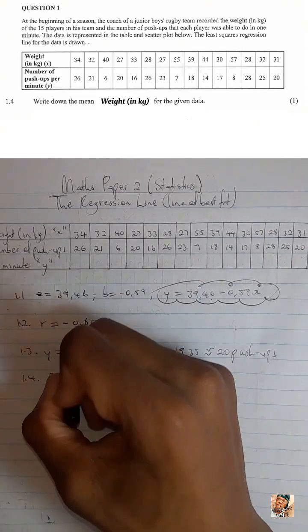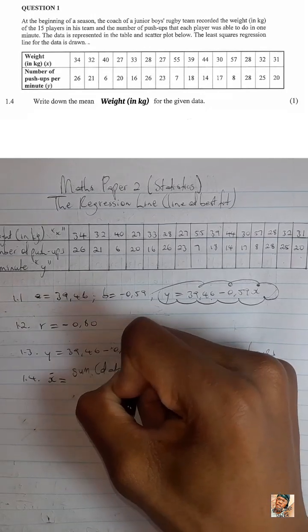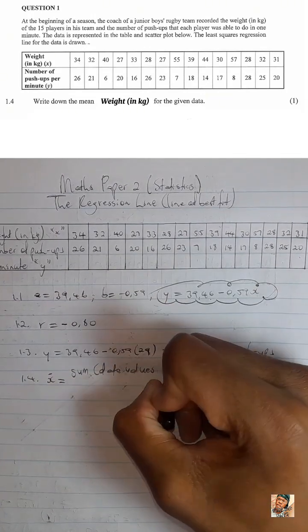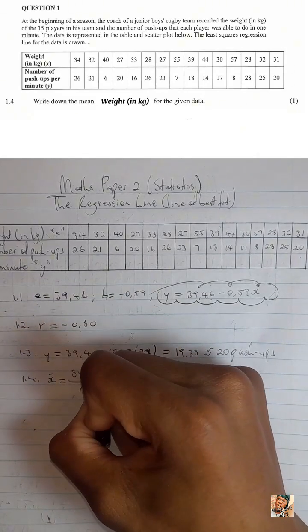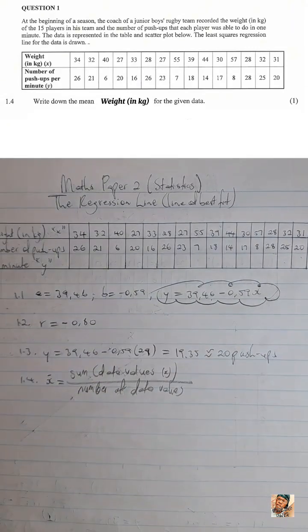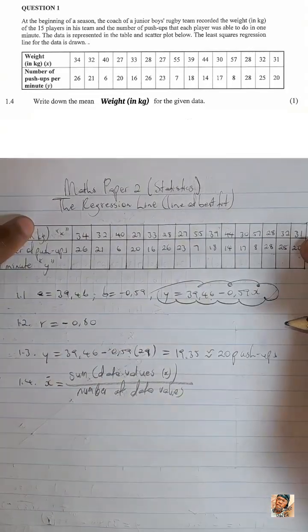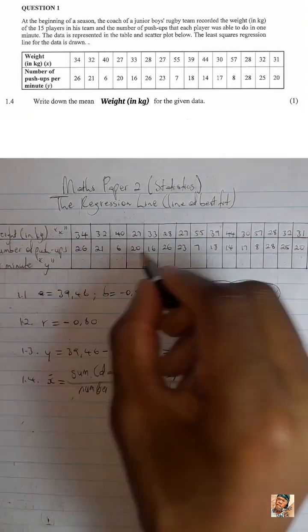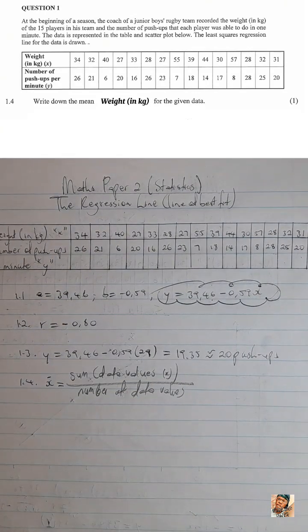Okay, so we say the sum of data values, and when I say data values, I'm talking about the X, divided by the number of data values, which is 15. So that means we say 34 plus 32 plus 40 plus 27, the sum of all of them, divided by the number of them, which is 1, 2, 3, 15. If they said calculate, this is what we would do. But because they said write it down, we don't need to do that. You're going to go to the calculator, find what the mean is and then write it down for 1 mark.